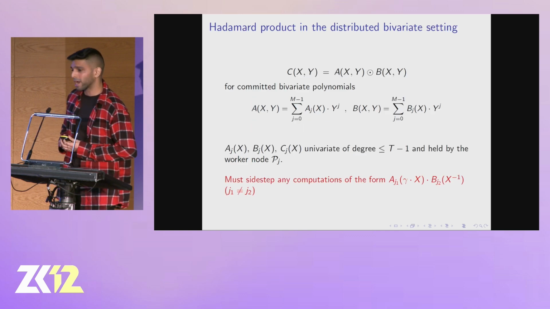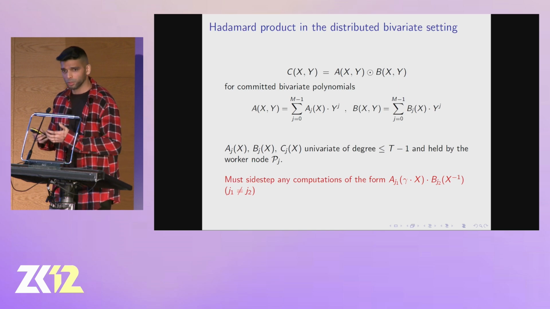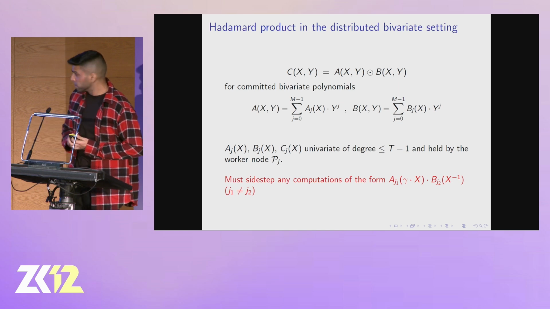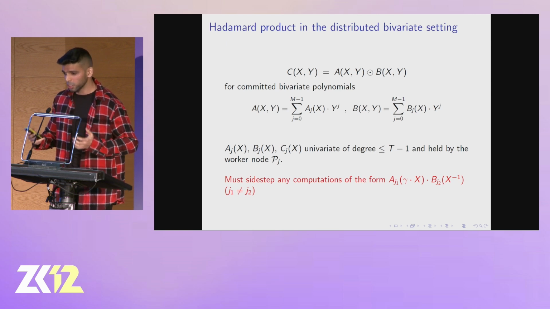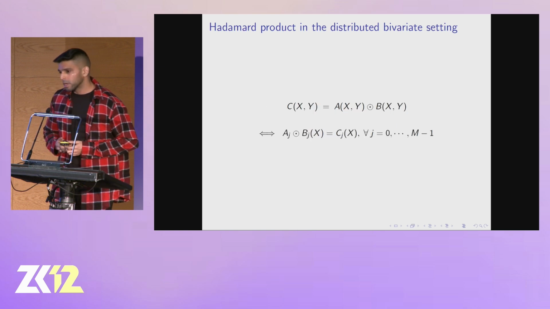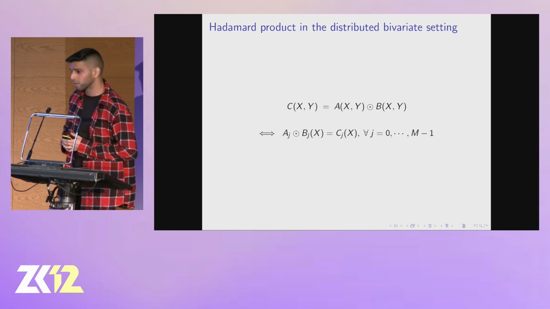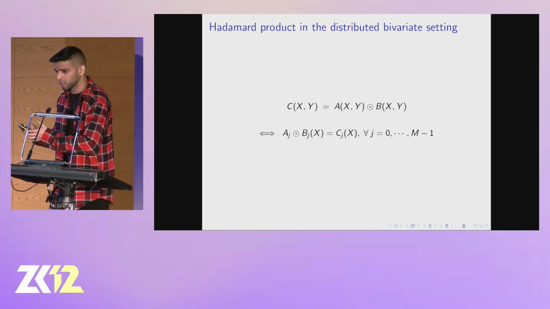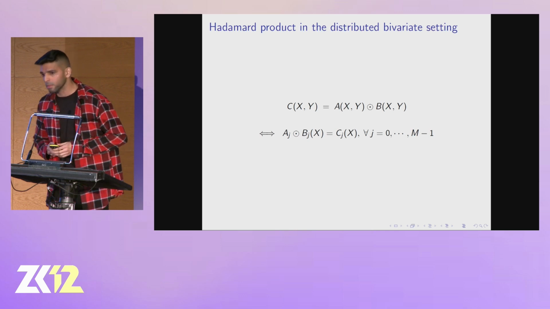Okay, so let's go over how it works in a distributed setting, because that's what we're interested in. So let's say you have this Hadamard product that you want to prove. And the most important thing perhaps is you want to avoid any computations of products of polynomials held by different parties, because that would just blow up the communication costs. And that would defeat the purpose of using a slow but homomorphic commitment scheme like KZG. So one thing you might notice is that this one single Hadamard product equation is equivalent to each of these univariate Hadamard product equations being valid.